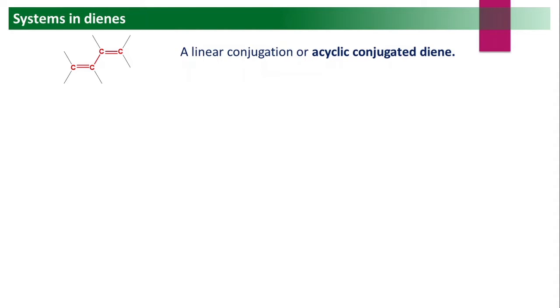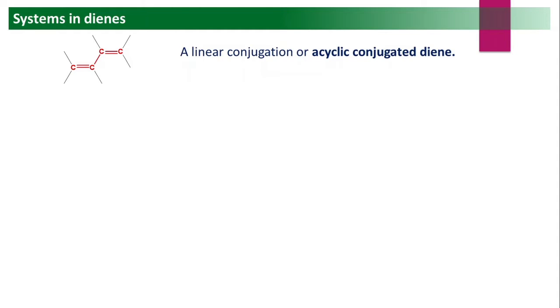So these structures are very important. The systems are very important. See carefully and remember these systems. Then apply according to that. Apply the Woodward-Fieser rule for solving the problems for determination of the lambda max of the given compound.